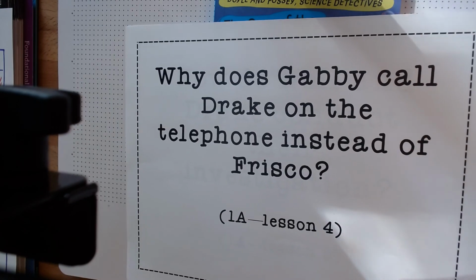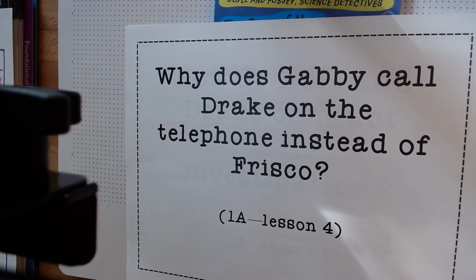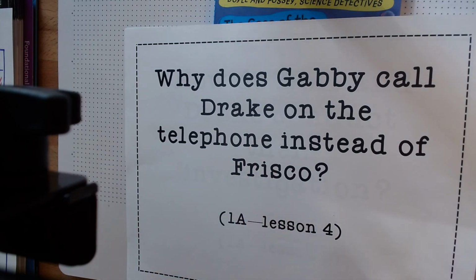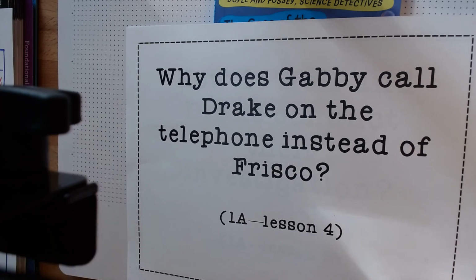Remember, one of the characters was Gabby, and she called Drake on the telephone, and she called him instead of Frisco, the other kind of scientist in town or in their 5th grade class. Can you remember why? Why do you think she would call Drake instead of calling Frisco first? Think about what you've learned about Drake as a character and as Nell as a character. Think about what they're like, and maybe who would you call?